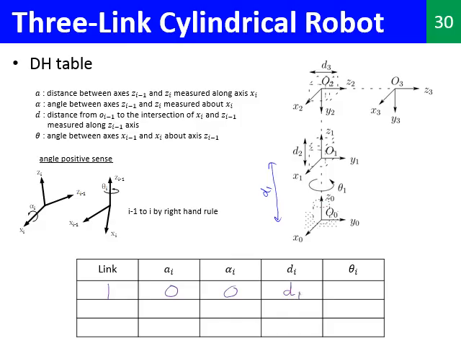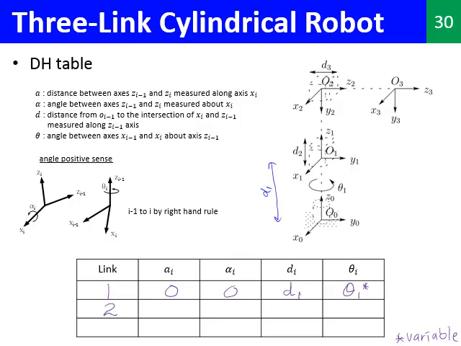Next we have theta 1. So theta 1 is the angle between x0 and x1. So in this case we have a revolute joint here, so that theta angle is therefore a variable, right? So we can write theta 1, and we are going to put an asterisk because it's a variable. Okay, so the first row is complete. Now we'll move on to the second row. So that is regarding link 2.